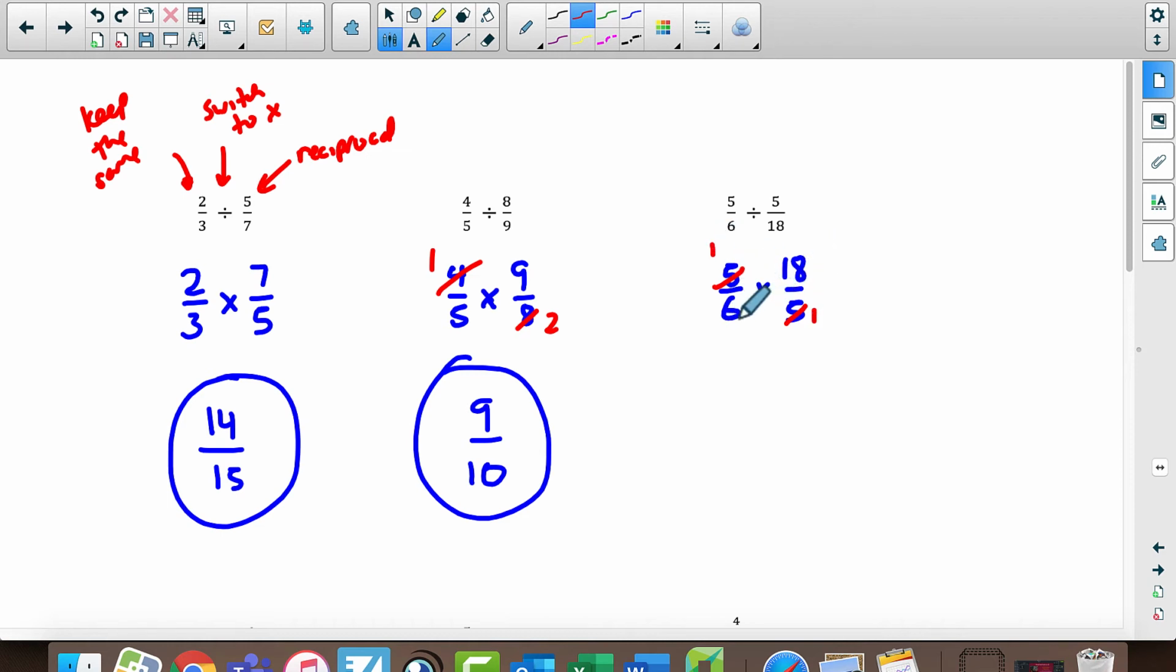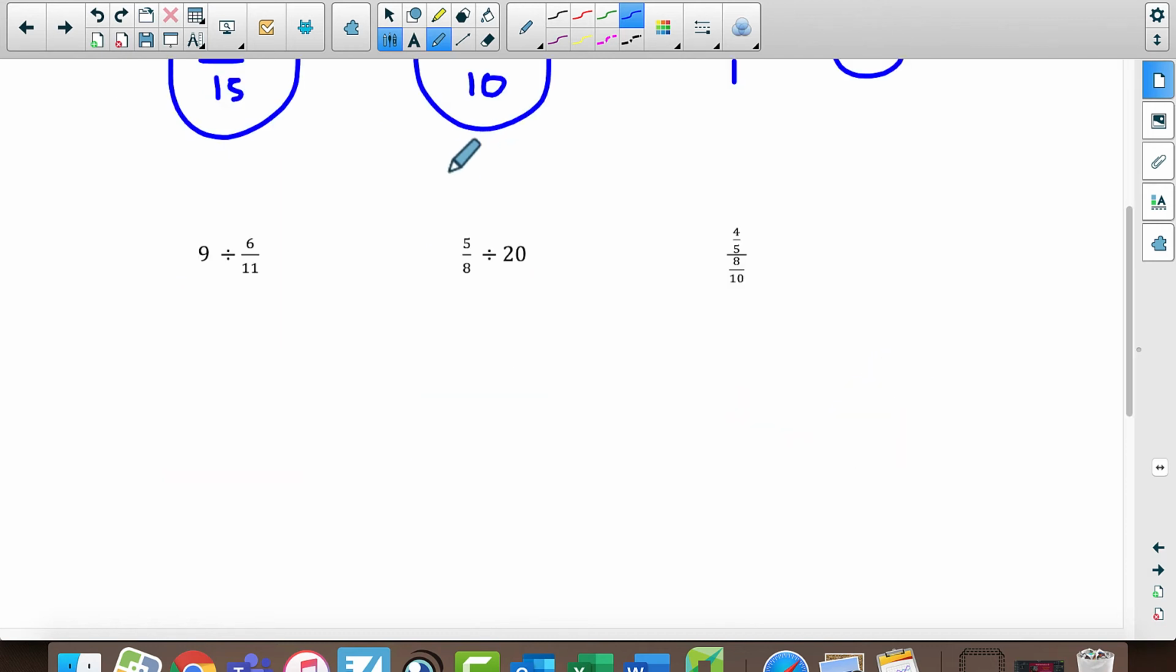And the 6 and the 18, divide them both by 6. 6 divided by 6 is 1. 18 divided by 6 is 3. We've got yet another case, we're getting 1 on the bottom. 1 times 3 is 3. 1 times 1 on the bottom is 1, and if you've got 3 over 1, we're just going to say 3. Okay, next one, 9 divided by 6 over 11.